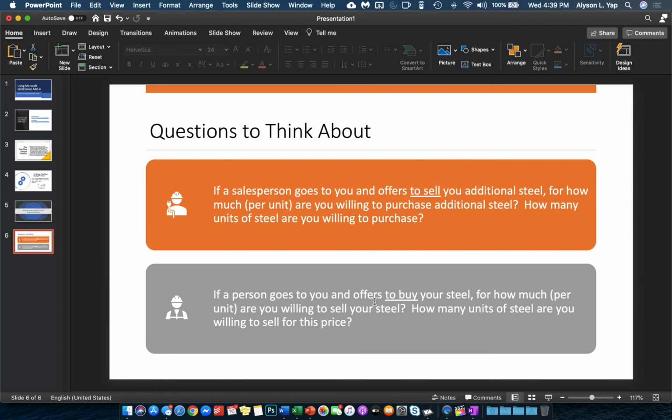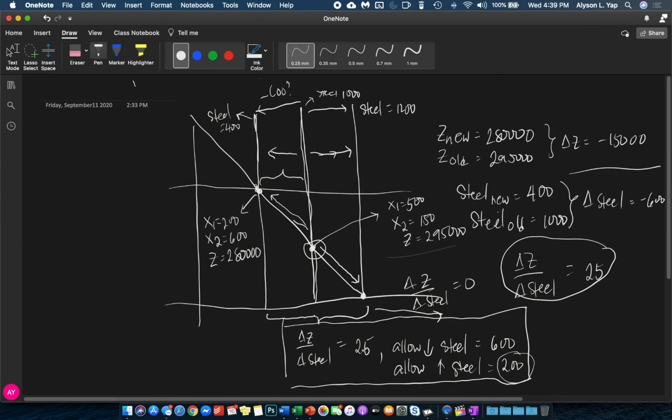And in the same manner, if you're willing to sell, you are willing to sell your steel units for at least 25. Why? Because for every steel unit you are going to sell, so in that case, it's a movement from this line to this line, or a movement to the left, then your Z will change by 25. Because you're selling steel, your Z will go down by 25. So in order for you to be willing to sell your steel, then you should be selling it for at least 25 pesos per unit.